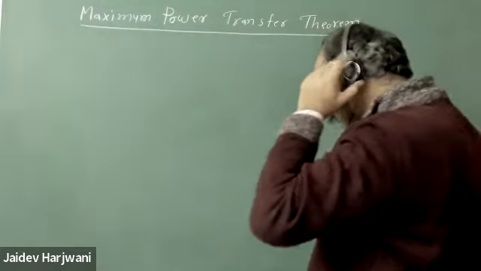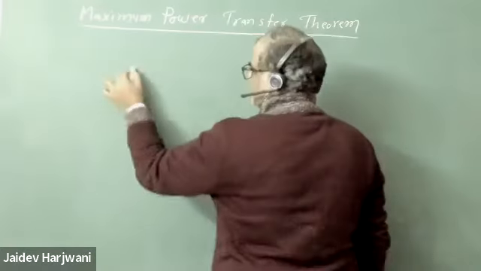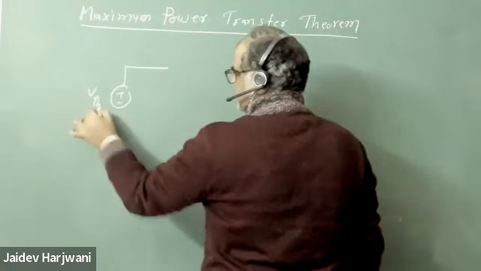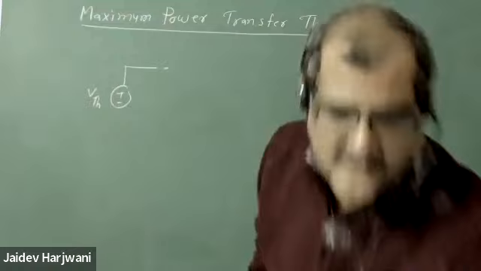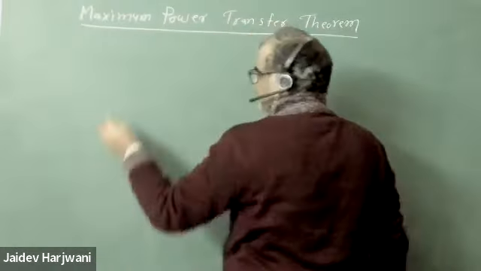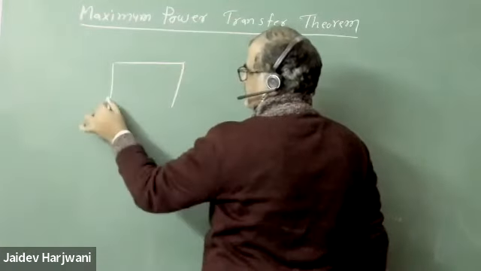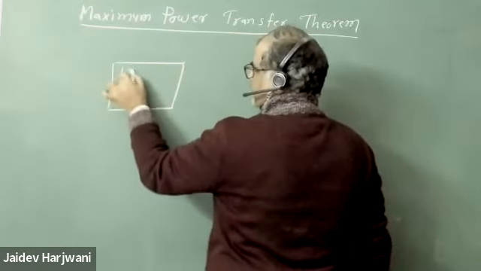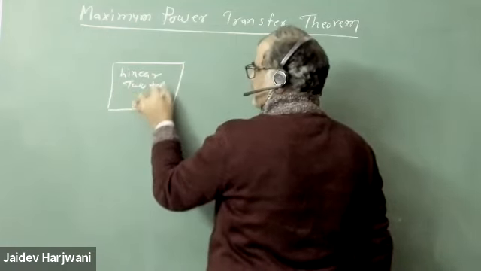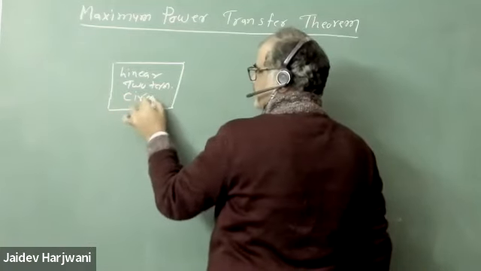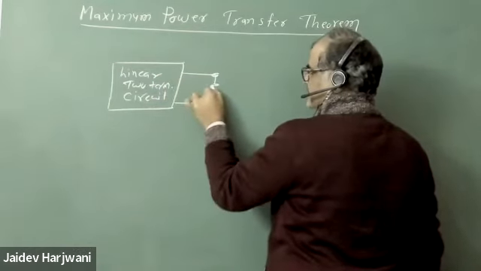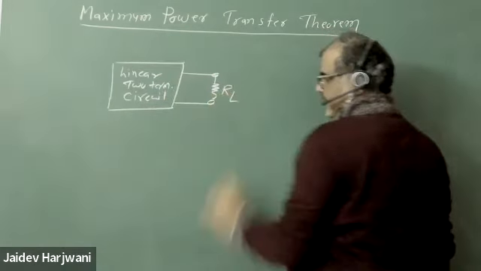So suppose you have a voltage source VThevenin, or you can say suppose you have a two terminal circuit, a linear two terminal circuit, and across the terminals you have a resistance RL.